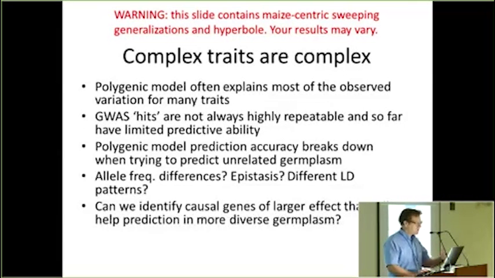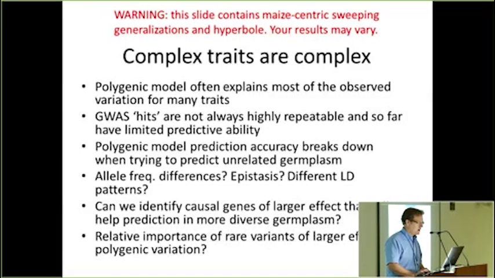So we still are left with this question: can we identify causal genes of some larger effect that's going to help in prediction in more diverse germplasm? Maybe is the answer. And there are some cases. I just want to really emphasize that so far those cases have been the special cases.